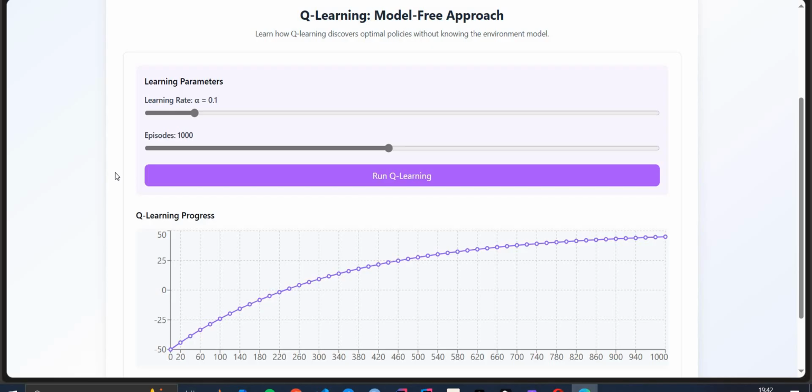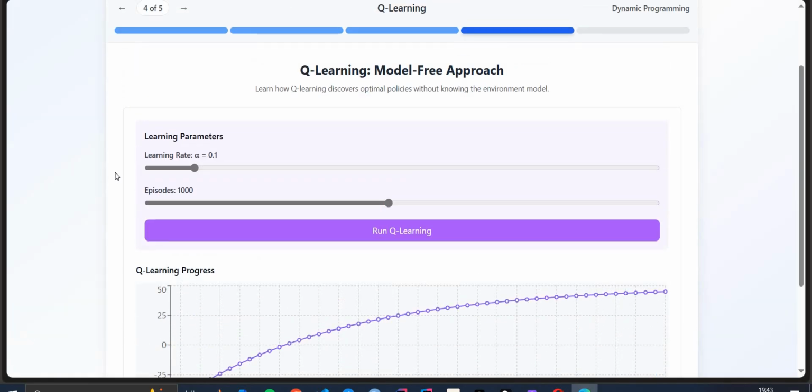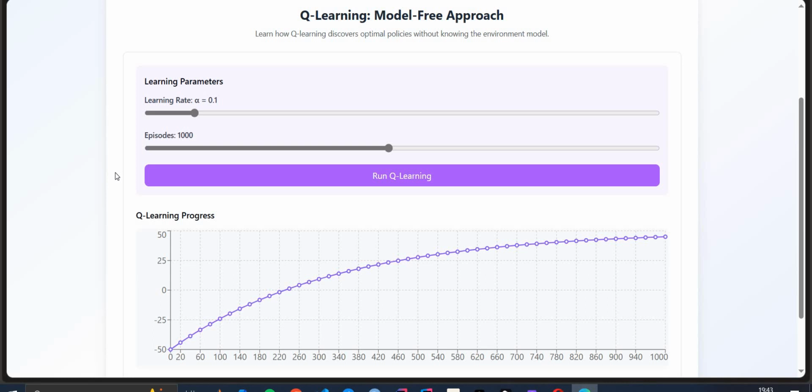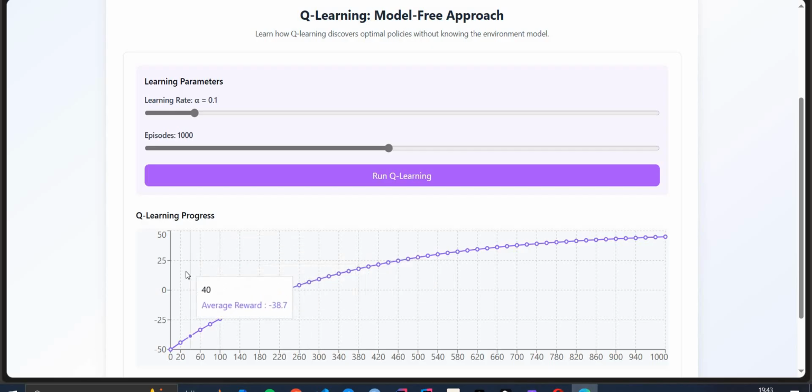The two key parameters here are the learning rate alpha and the number of episodes. The learning rate controls how much new information overrides old information. A small alpha makes learning slow but stable. A large alpha makes it faster but noisier. And during training, the algorithm updates Q values, and each episode refines the agent's understanding of which actions lead to better long-term returns.